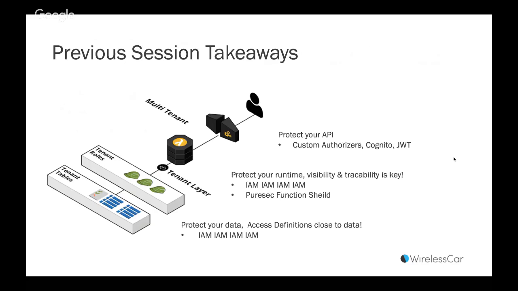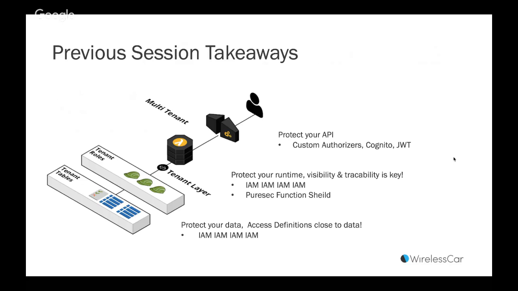Before we go into that, let's look at a few takeaways from the previous sessions. If we start from the data, we define the IAM policies as close to the data as possible in order to protect it as well as possible. It's all about getting the IAM permissions as tight as possible, and using managed policies to access the data, so that the roles don't define their own policies. Then protecting the runtime is really important.